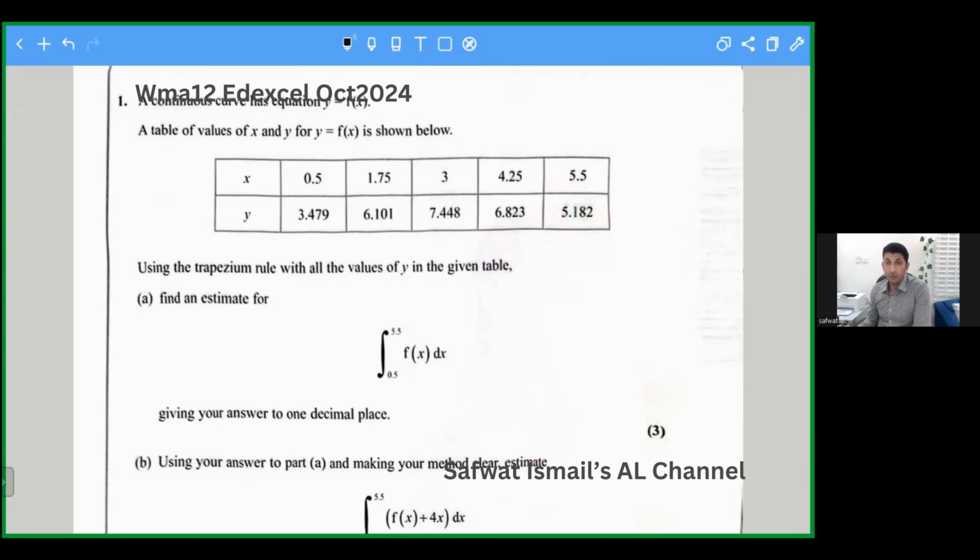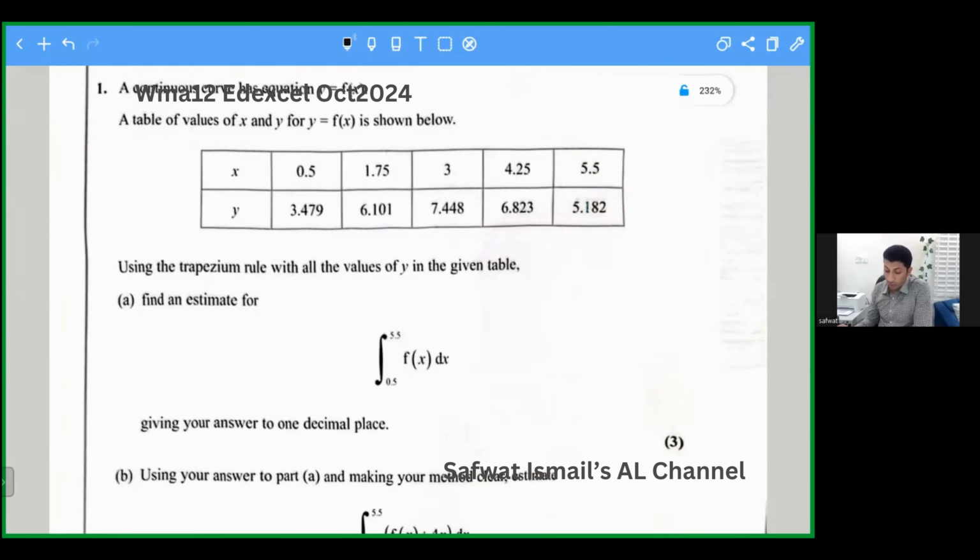And in this tutorial, I'm solving a recent exam of Pure 2 Edexcel of this month, October 2024. And the first question we have in this paper is about the trapezium rule. Here we have a table of values of x and y for a continuous curve y equals f of x. And the question is asking to use the trapezium rule to find an estimate of the definite integral from 0.5 to 5.5 of the curve.